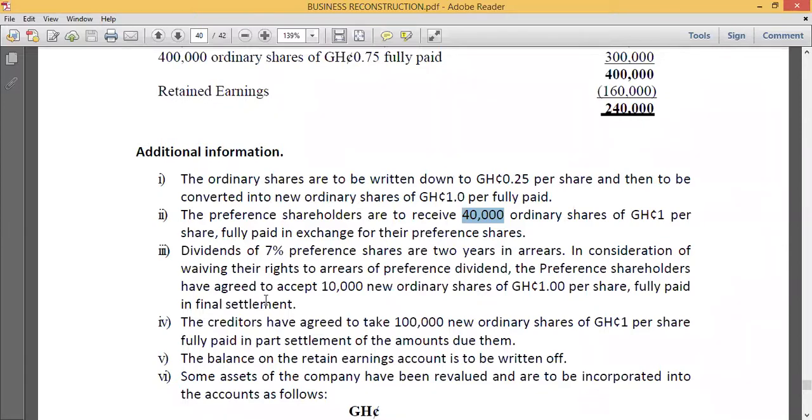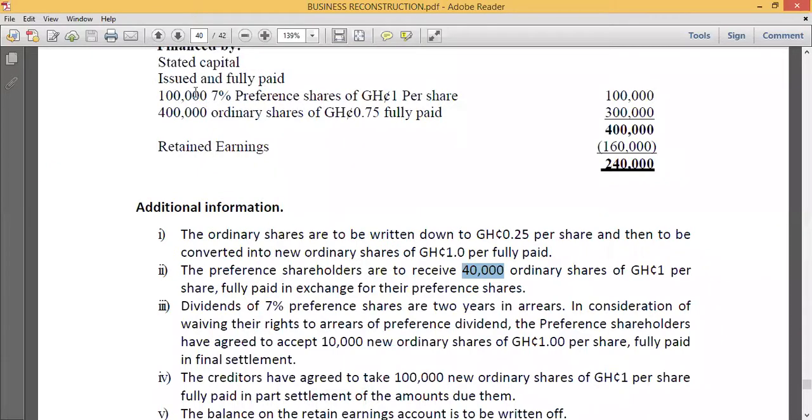So it means that we have to calculate the preference dividend in arrears. The preference dividend in arrears will be 7% of the value of the preference share, which is 100,000. So that will give us 0.07 times 100,000, that's 7,000, times 2, making 14,000. So the preference dividend in arrears is 14,000.